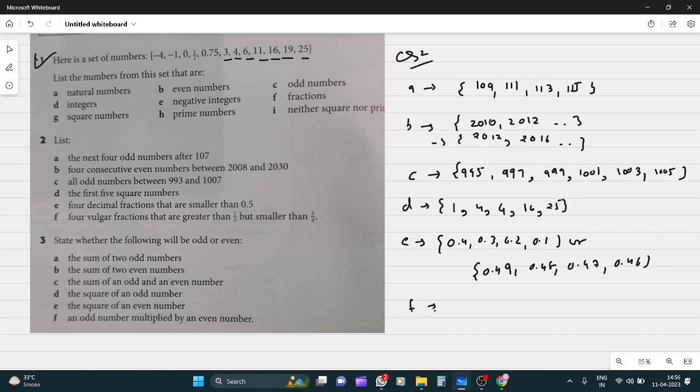Fifth is 4 vulgar fractions that are greater than 1 by 2. You can write 11 upon 20, 3 by 5, 13 by 20, 7 by 10 and so on. Okay. Now the question number 3.